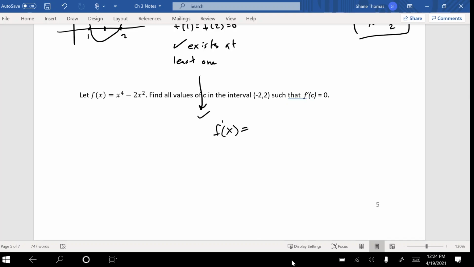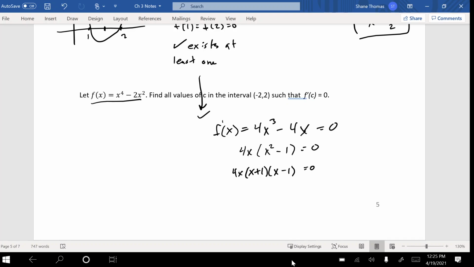What am I going to end up with? Okay. Now we'll set this equal to 0. I can factor out a 4x, can I? So I can factor out 4x. That's going to leave me with x squared minus 1. All right? So that's the difference of two squares now. So 4x, x plus 1, x minus 1.